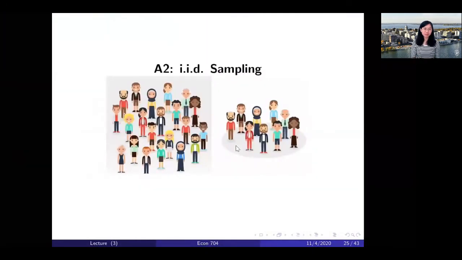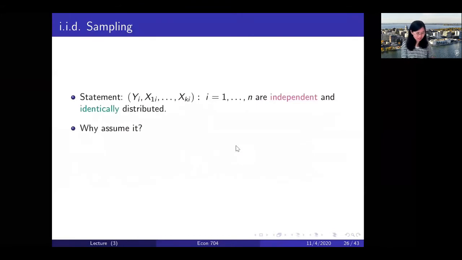So that is the orthogonality condition. The second assumption we made is the IID sampling assumption. This assumption basically says that this random vector is independent across i. So across individuals, the random variables are independent. And also, we say that they are identically distributed, which means that each follows the same distribution, the distribution of the population random variables.